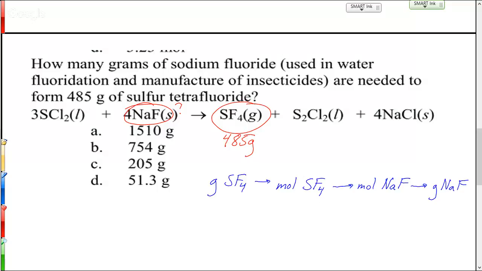Grams of one to moles of that one, moles of that one to moles of the other one, and then moles of the other one to grams of the other one. And you can, in fact, just write it out in one big line as a conversion of one thing to another. So before we do it together, give this one a try and see if you can put it together in that order, just as you did with the conversion problems, and solve for how much sodium fluoride you need.